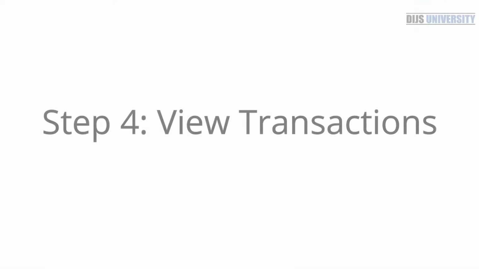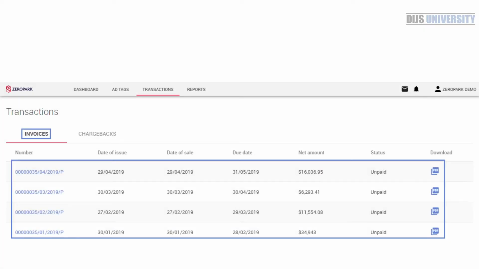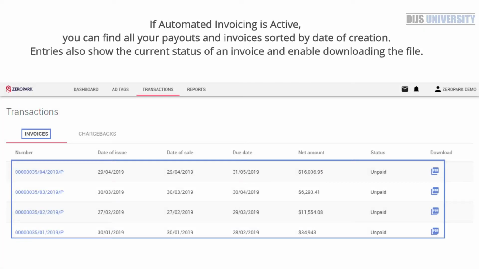Step 4, view transactions. So the Transactions tab will provide you with information regarding automatically generated invoices and chargebacks. Invoice. If automated invoice is active, you can find all your payouts and invoices sorted by date of creation. Entries also show the current status of an invoice and enable downloading the file.